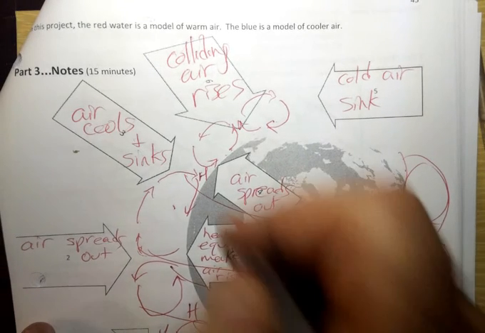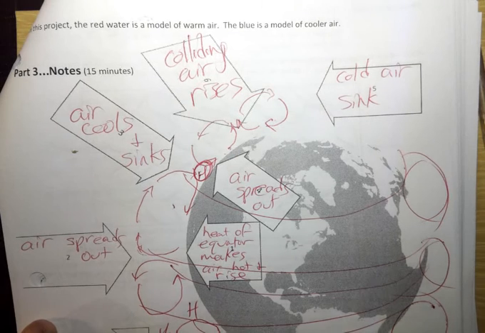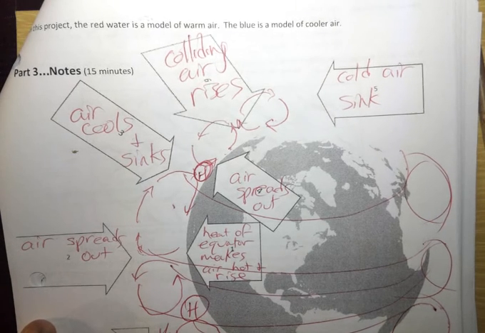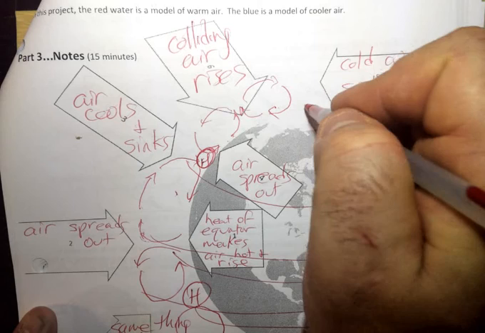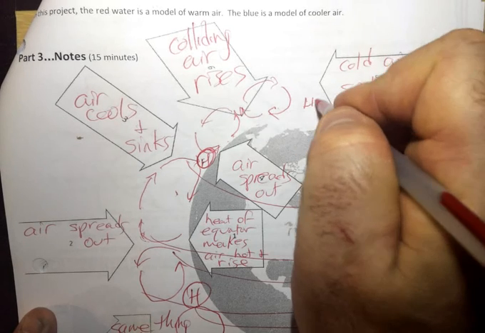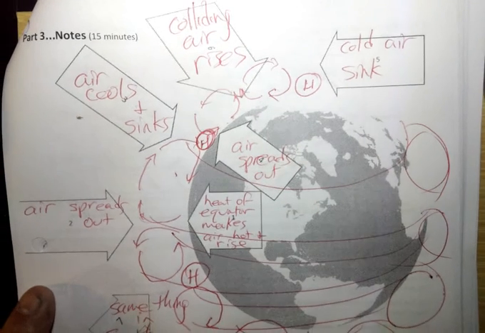So we have high pressure here. That's where the air is sinking and pushing down. And we have high pressure down there. That's where the air is sinking, pushing on the ground. And again on the very far North Pole. And on the very South Pole.